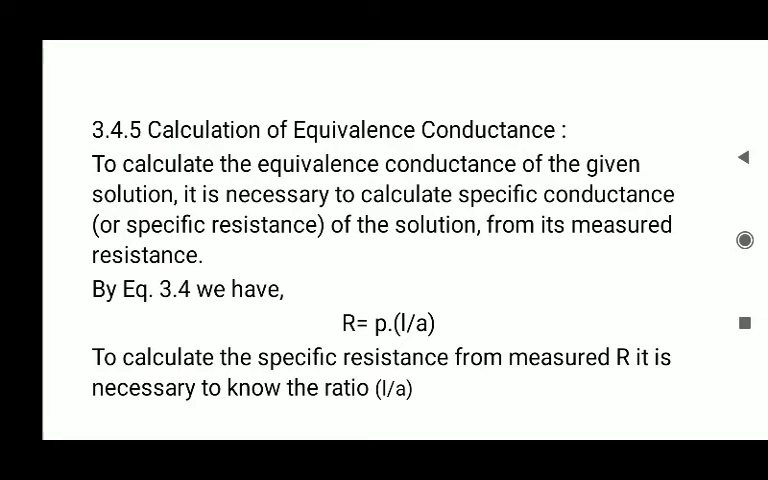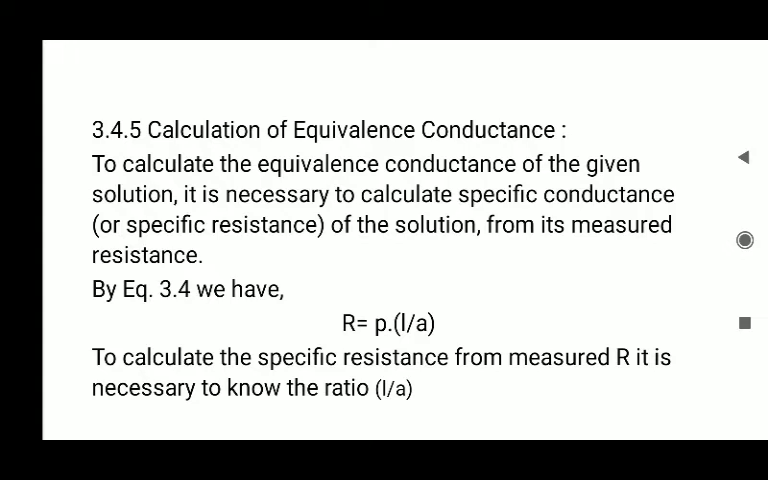Calculation of equivalent conductance. To calculate the equivalent conductance of a given solution, it is necessary to calculate the specific conductance or the specific resistance of the solution from its measured resistance. So, the equation R is equal to rho l upon a. To calculate the specific resistance from R, it is necessary to know the ratio small l upon small a.